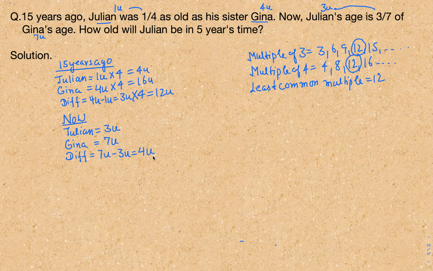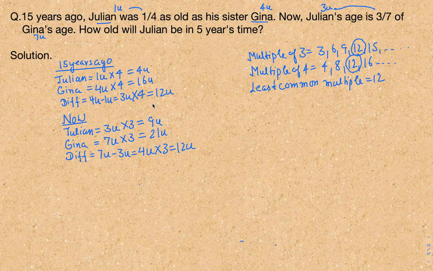Similarly, how about this? Now also we have to make the difference here. For this case also 12, right? So how do we do that? Just multiply 4 by 3, right? It will give you 12. And similarly, as we have done in the above case, we have to multiply the other units by 3 as well. So they will give me 9 units and 21 units.